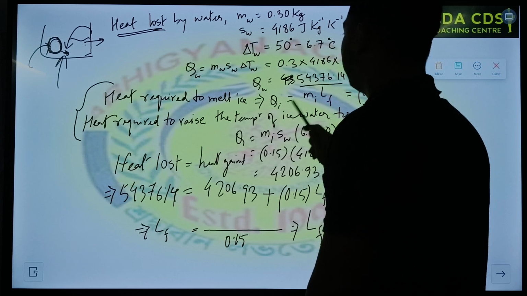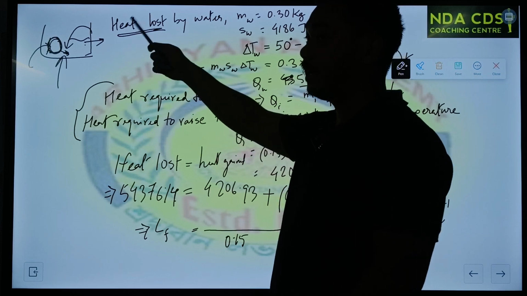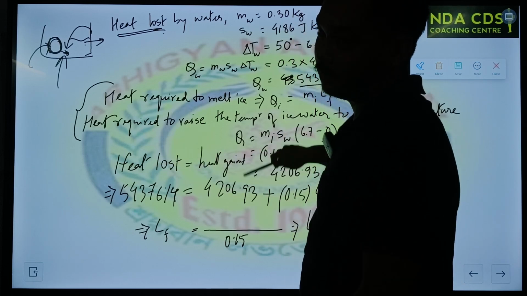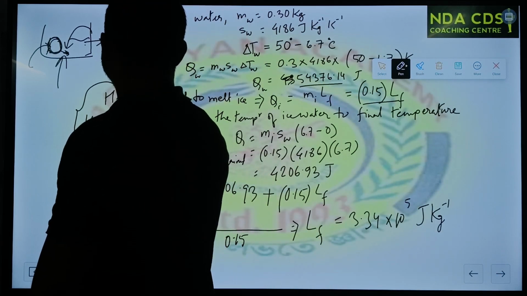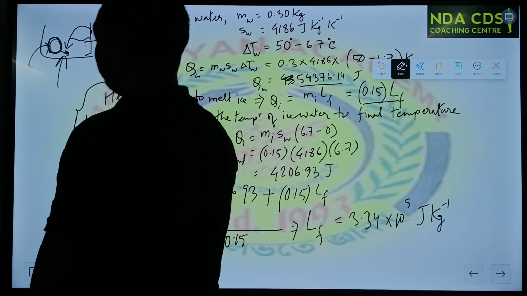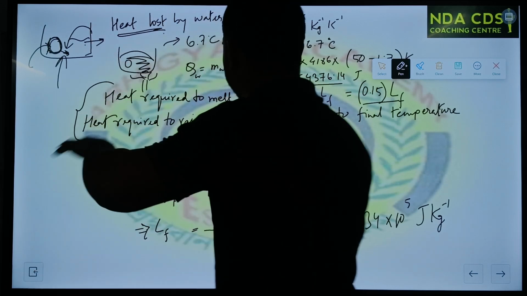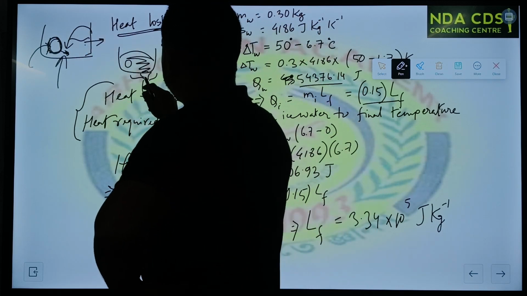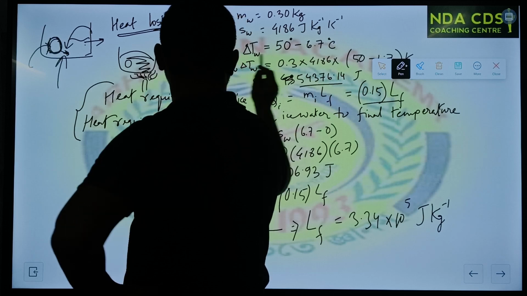They might ask you in such a way that you have to find out heat loss and heat required. They might not give you the second part. It can come that way. There is a chance: ice, then they have poured water, and the final temperature of the whole container was 6.7. Now in this 6.7 there is the temperature of water and also of ice. How much heat is the ice losing, the water is losing, first you find out.